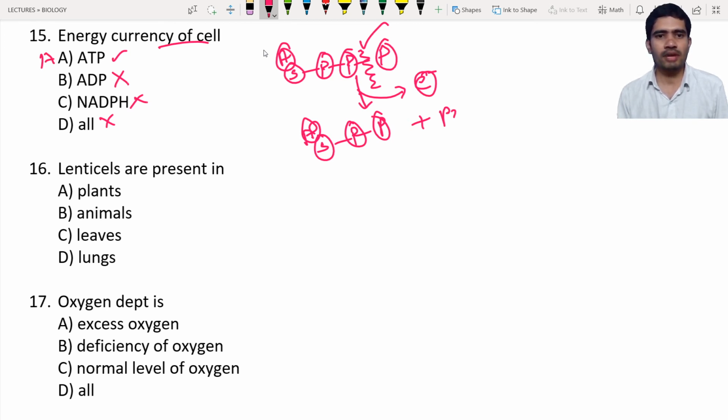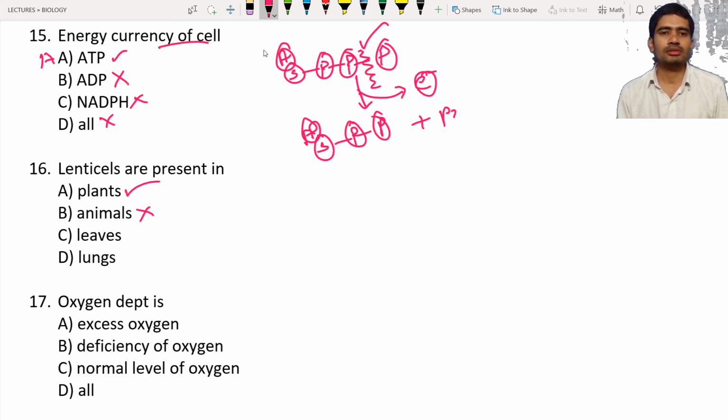Next, the lenticels are present in. First of all, we have to understand what is meant by lenticel. Lenticel means a structure which is helpful in the taking of gases. Where are they present? First of all, plants. In the plants, you can see the lenticels. It is also correct. And in animals, you don't find lenticels. Why? Because animals have a separate system for respiration: lungs, or cutaneous respiration, buccopharyngeal respiration, and so on. So animals don't need any lenticels.